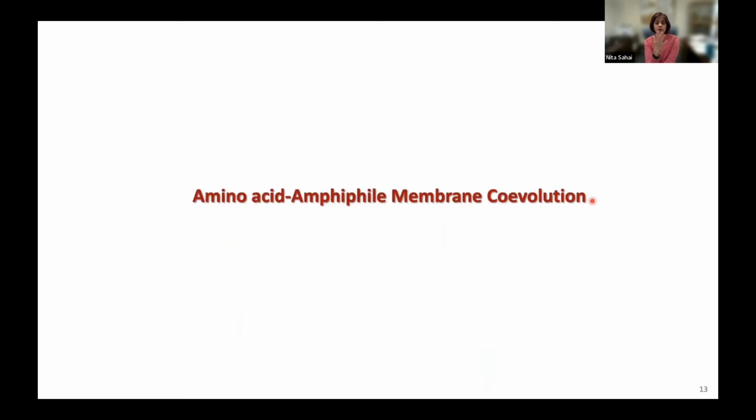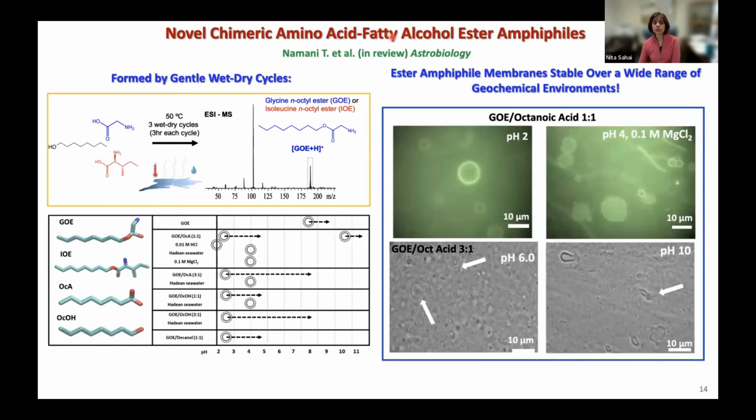Now, we've been talking all along about synthesis of these different kinds of molecules, coevolution. So now we want to look at the problem with fatty acid membranes: they're fairly unstable to a wide range of pHs and cations in the environment. So we hypothesized that if you take amino acids, which are present in the environment, and fatty alcohols, which are also abundant in the prebiotic environment, and do gentle wetting-drying cycles at about 50 degrees Celsius, you can form these amino acid fatty alcohol ester amphiphiles.